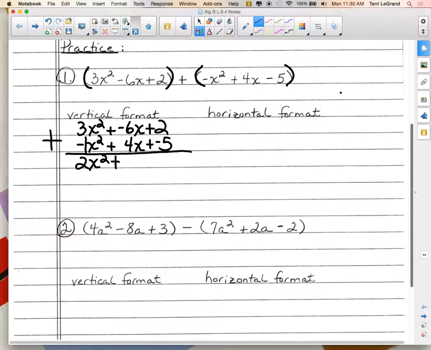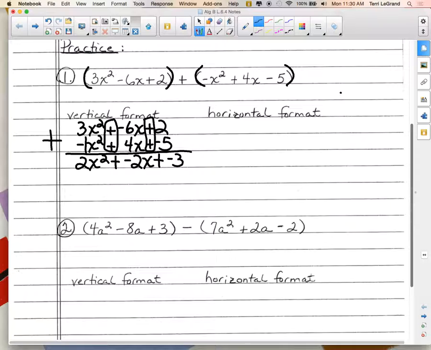Bring down the addition sign that's between those next ones, and we have a negative 6x plus a 4x. Negative 2x. Bring down the plus sign that's between them. So it's kind of like this right here is coming down. This right here is coming down. 2 plus a negative 5. Negative 3.